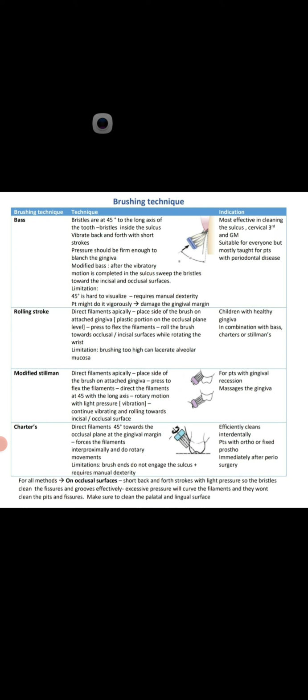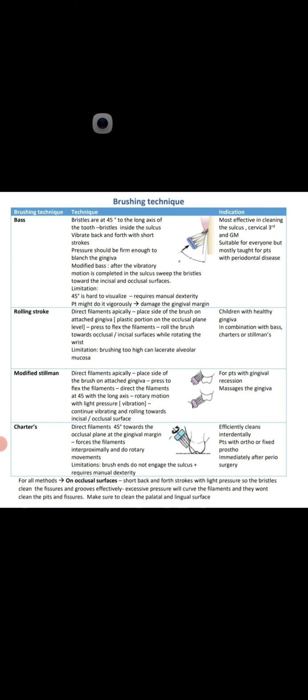Next, it is suitable for everyone. For everyone we can use the Bass method, but mostly for patients with periodontal disease. Now, what are the indications of the Bass method? Cleaning of the gingival sulcus, cervical one third, and gingival margin, and for patients with periodontal diseases. Next, come to the one after Bass and modified Bass.